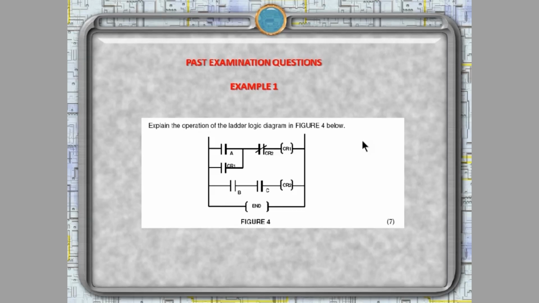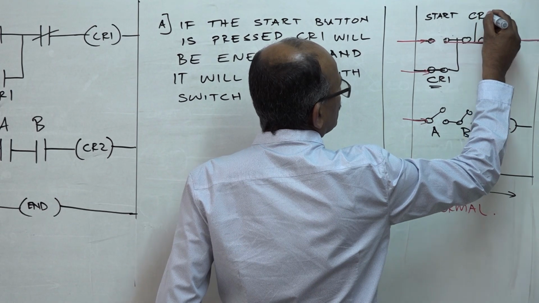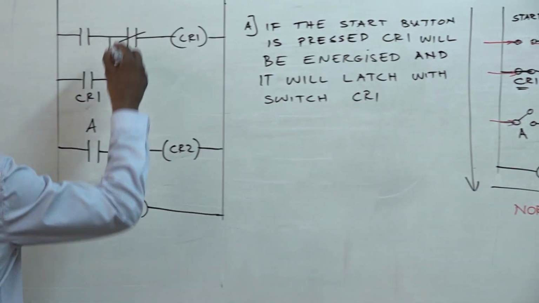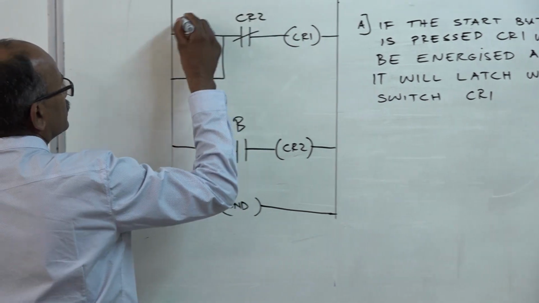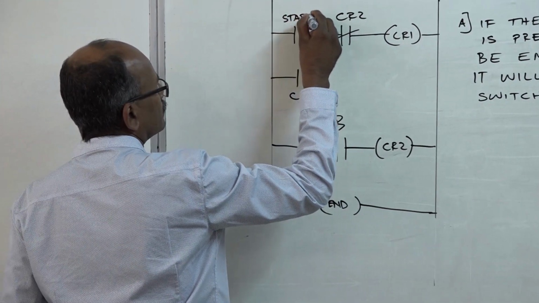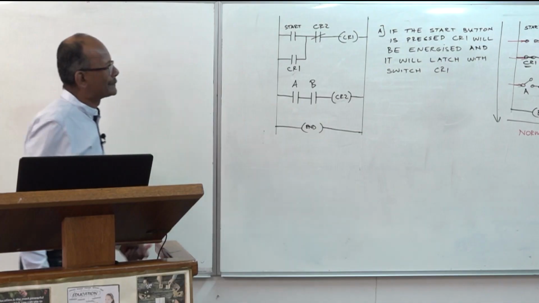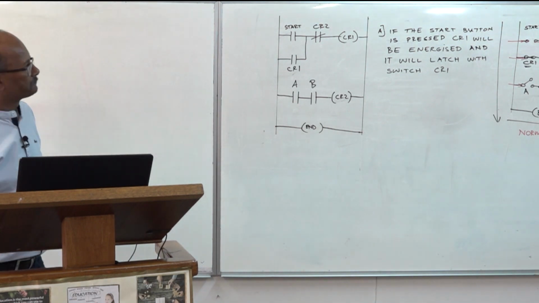What happens next? All right, just to put the address of this normally closed here, they actually call it CR2. This is CR2, and that's start. Okay? What happens next? Let's look at it.